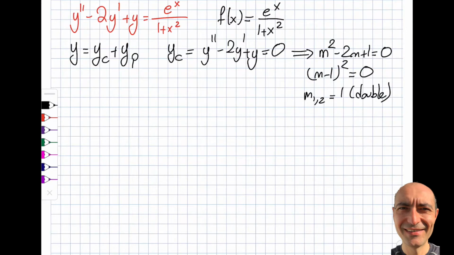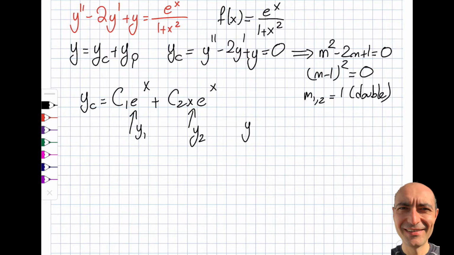As I have a double root, my yc will look this way: c1 e to the x, because the root is 1, plus c2 x e to the x. Arbitrarily, it doesn't matter which one, but I'm going to call this y1 and this y2. So let's write it in here. My y1 will be equal to e to the x, and my y2 will be equal to x times e to the x.